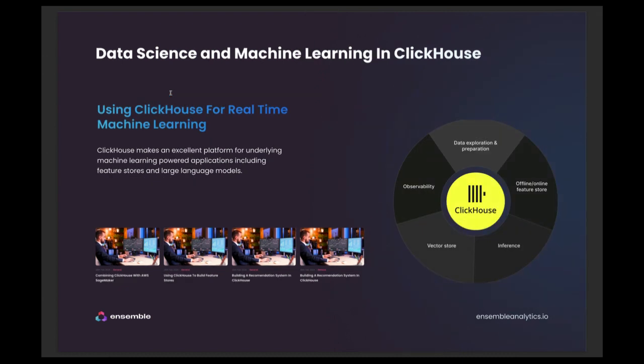Likewise, in terms of machine learning, it's obviously on everybody's radar with this explosion in AI. We think that ClickHouse is a great fit for building these solutions, both in terms of training and exposing your training data, but also for observing how your machine learning algorithms are performing in production, and for things like vector search, which can power large language models, and online inference and feature stores.